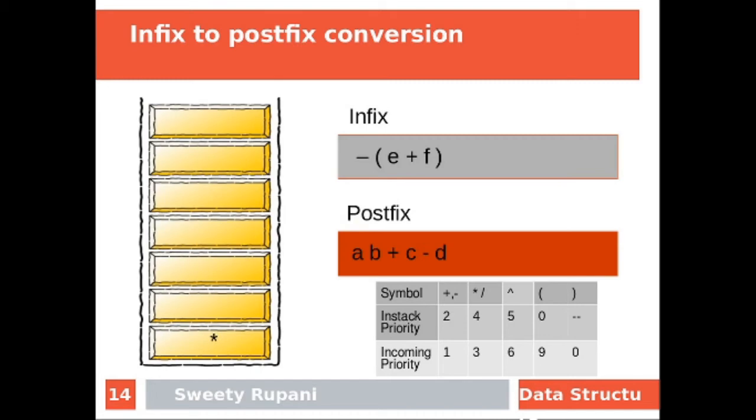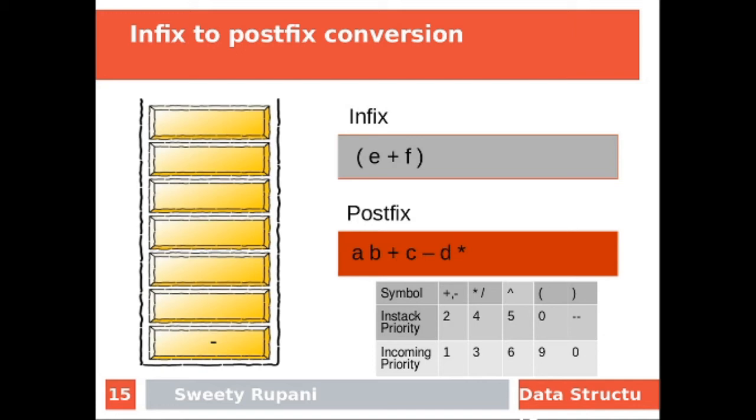Now we will check the in-stack priority of star which is 4 and the incoming priority of minus which is 1. So the high priority element is already lying on the stack, so over that I cannot push a symbol with a lower priority. So I have to pop that star out first so as to create space for the minus sign. So star is popped out and moved to the postfix array.